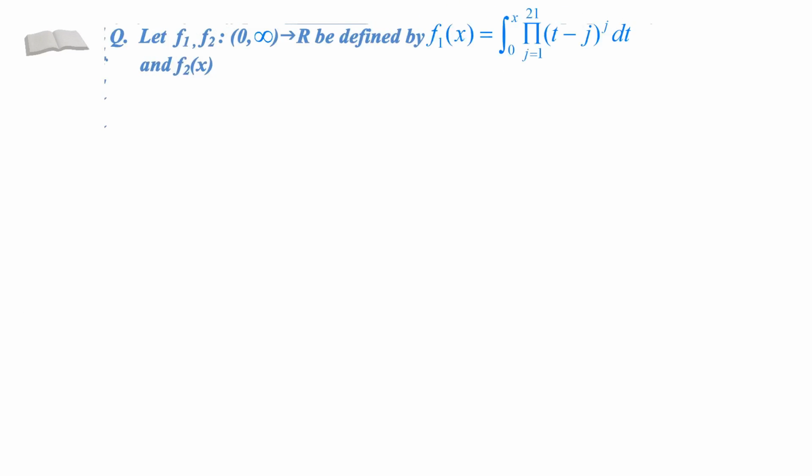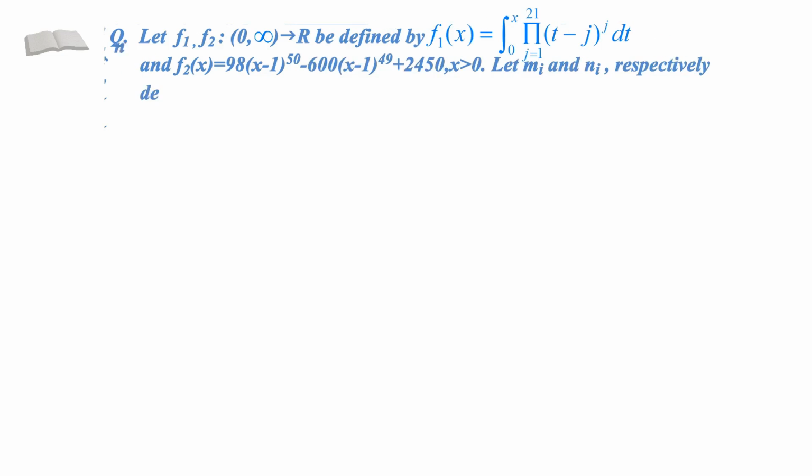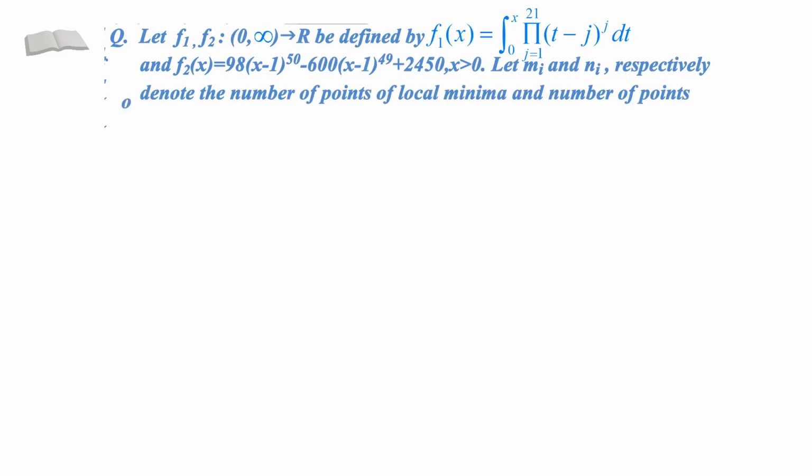Let f1 and f2 be two functions from the interval 0 to infinity to R defined by f1 of x equal to the integration from 0 to x of the product of (t minus j) to the power j, where j is from 1 to 21. And f2 of x equal to 98 multiplied by (x minus 1) to the power 50 minus 600 times (x minus 1) to the power 49 plus 2450, x greater than 0.